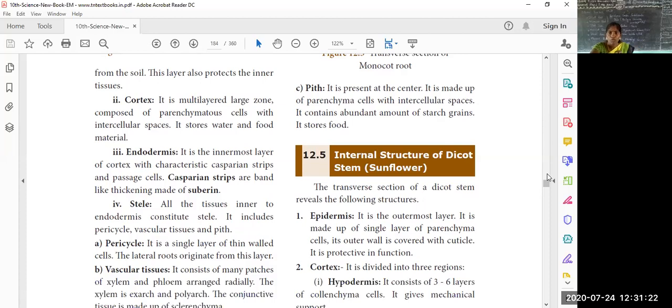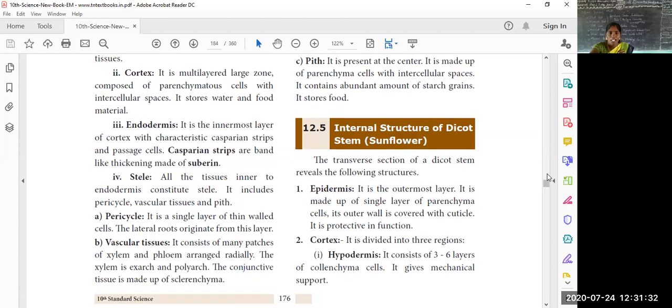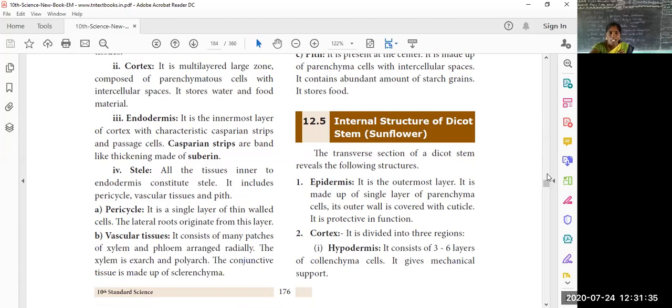Okay, so more or less the monocot and dicot roots are similar, but there is a minor difference between them. Okay, so next, vascular bundles. It constitutes many patches of xylem and phloem arranged in different radii. So the xylem is exarch and polyarch. Poly means many; many xylems and phloems are present. Okay, so the conjunctive tissue is made up of sclerenchyma.